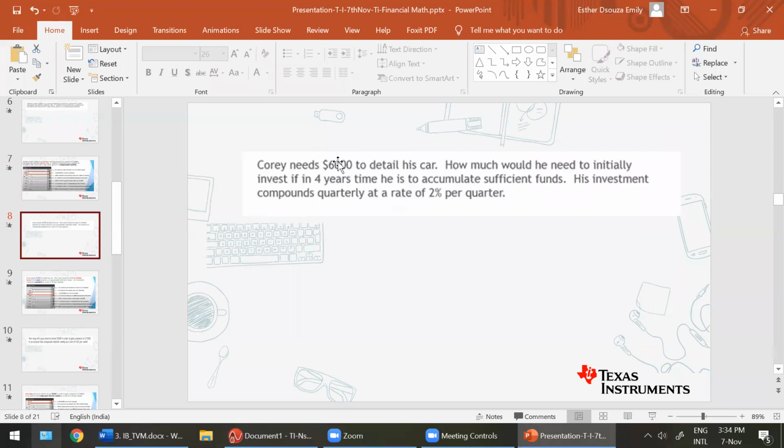Corey needs $6,000 to detail his car. How much would he need to initially invest if in 4 years' time he is to accumulate sufficient funds? His investment compounds quarterly at a rate of 2% per quarter. So how much would he need to initially invest? How much?